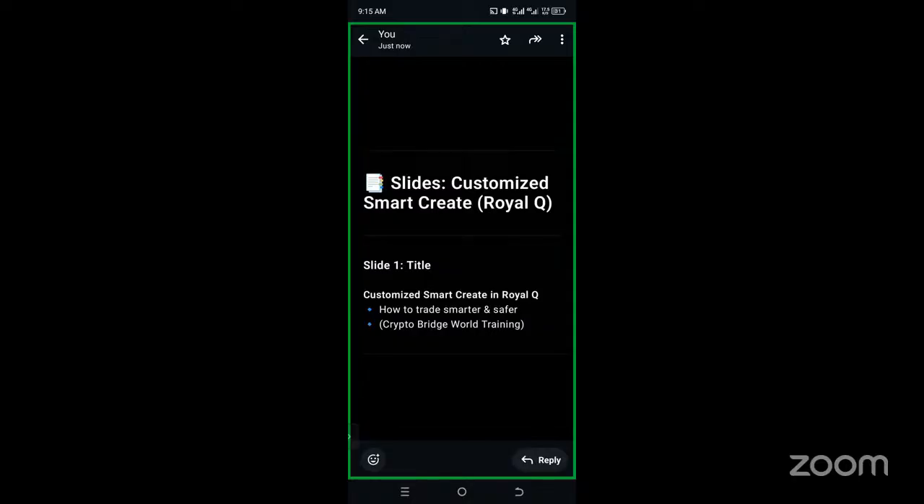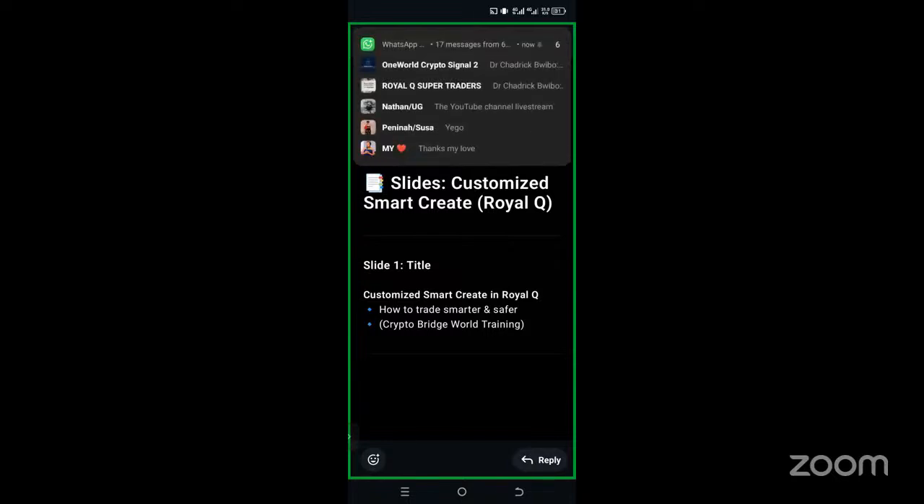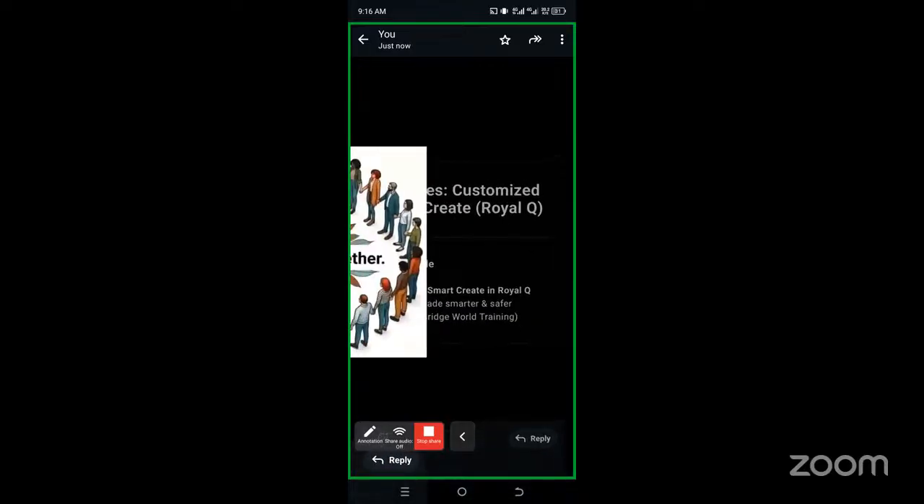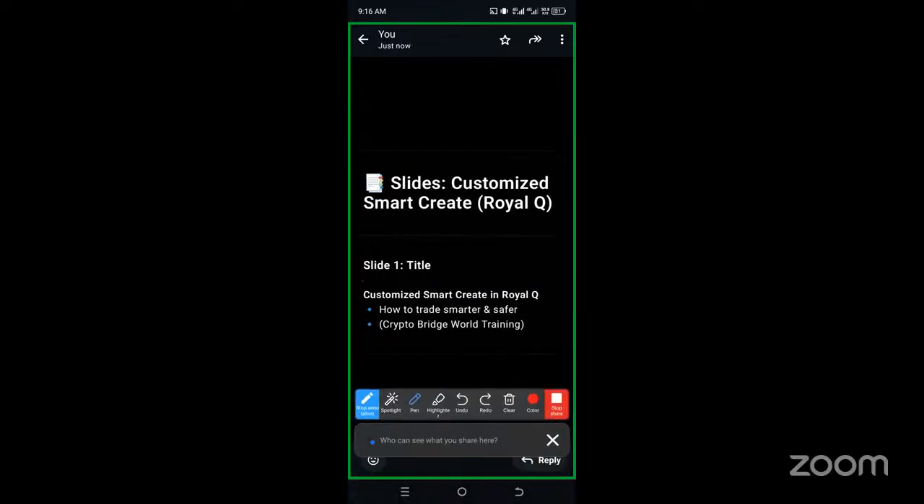repeatedly. So allow me to start with slides. I have PowerPoint slides, and today's topic is about customized Smart Create with LoyalQ. We have the title here of our slide, and sorry, just let me get my pointer. The title here, we talk about customized Smart Create in LoyalQ.